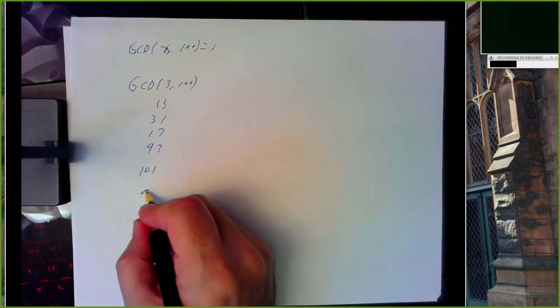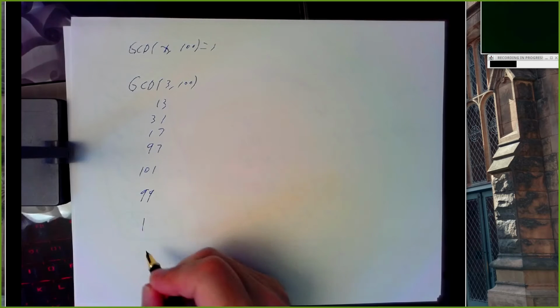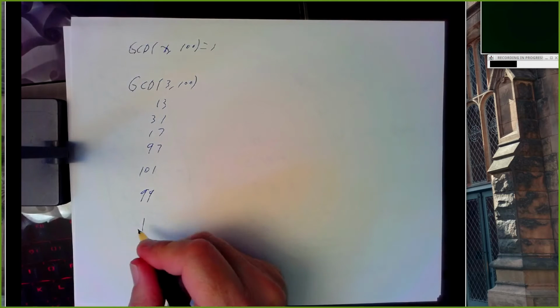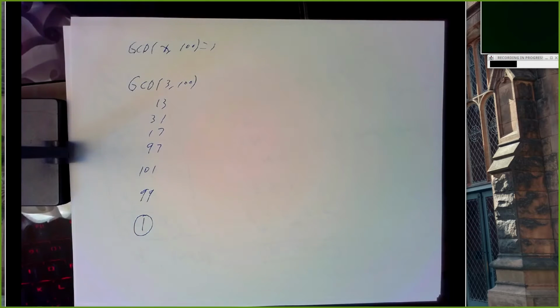You're also pretty safe going one more or less than this number, so 99 and 100 aren't going to share a factor. And one person did 1, and yeah, the greatest common divisor of 1 and 100 is 1. Because the only divisor of this is 1. Only positive divisor.